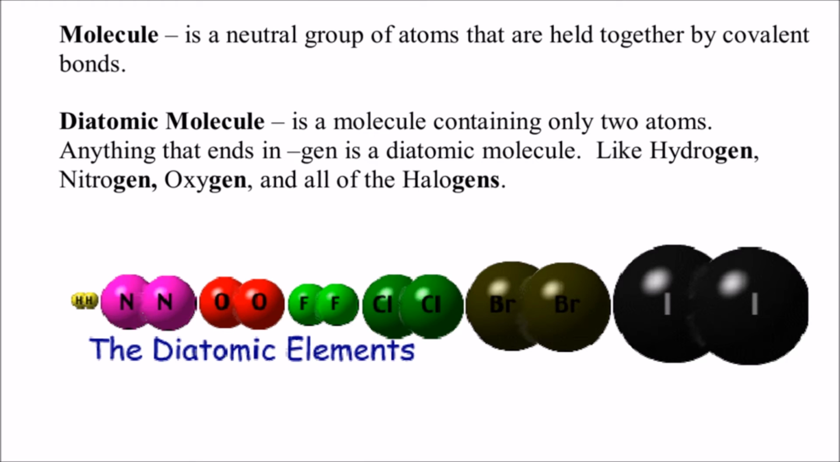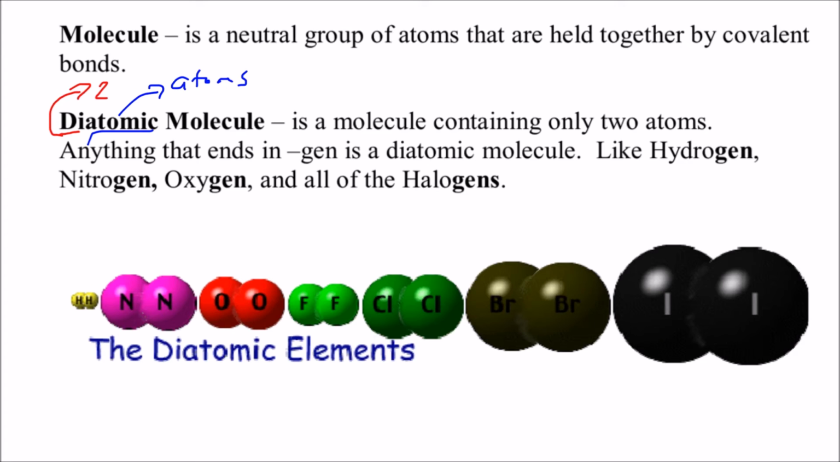Okay, a couple more vocabulary words. Let's talk about what is a molecule. A molecule is a group of atoms that are held together by a covalent bond. A diatomic molecule, let's break that down. Di means 2, and atomic is obviously referring to atoms. So a diatomic molecule is a molecule that only has 2 atoms in it.